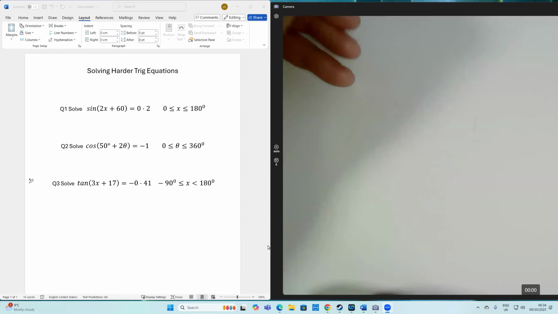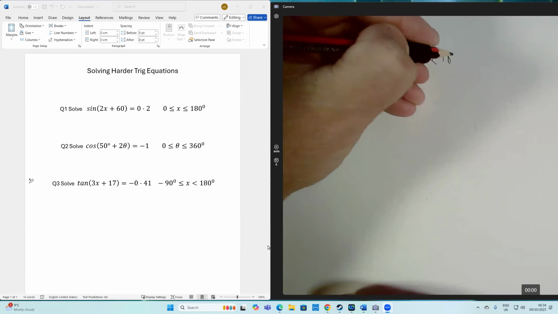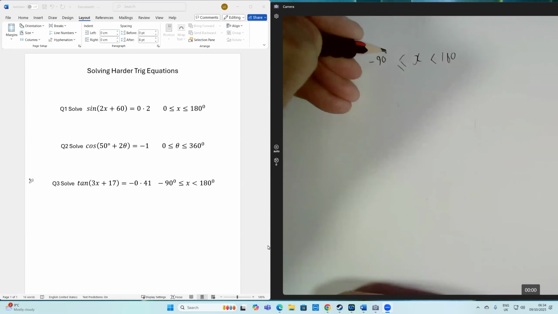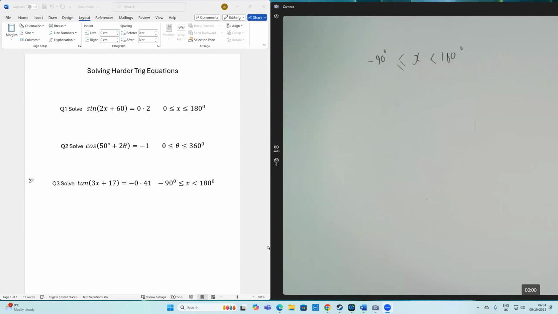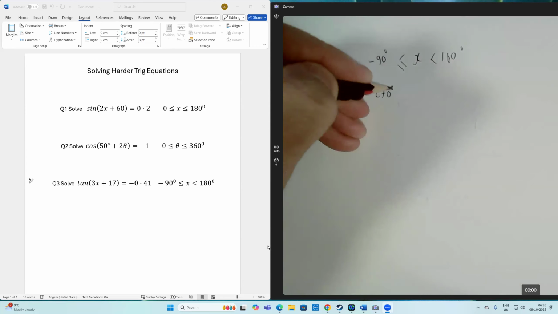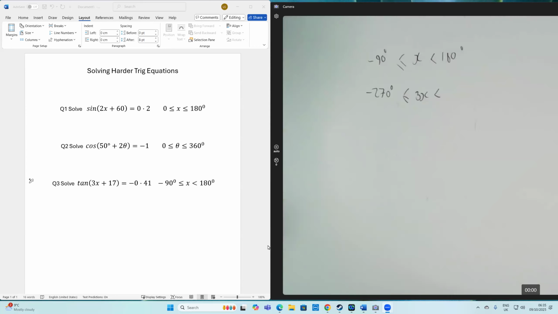So let's adjust our range of values. In this case, x is less than 180, but greater than or equal to minus 90. So we're going to have 3x. 3 times our 90 is going to give us minus 270. So we have minus 270 degrees less than or equal to 3x, which is less than 180 times 3, which is 540.